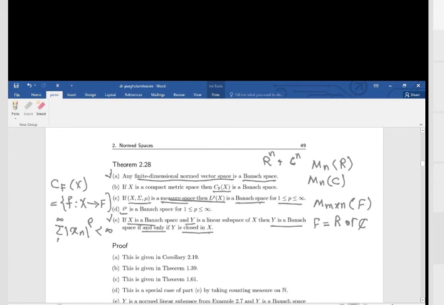For example, C^n, R^n, M_n(R), and M_n(C), meaning all square matrices of order n with entries in R or entries in C. All of these spaces are Banach spaces.